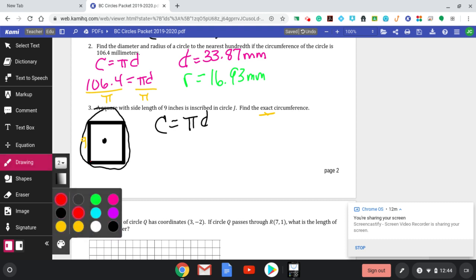Okay, hopefully you're thinking about a diagonal of the square. A diagonal of the square is the same as the diameter of the circle. Take a look. If you can find that, that's your diameter. So let's talk. How can I find it?